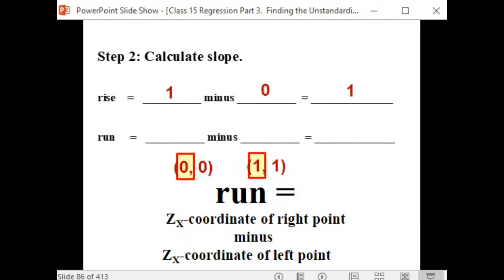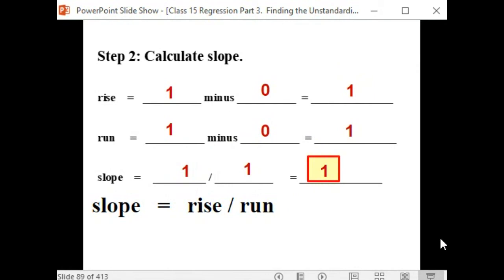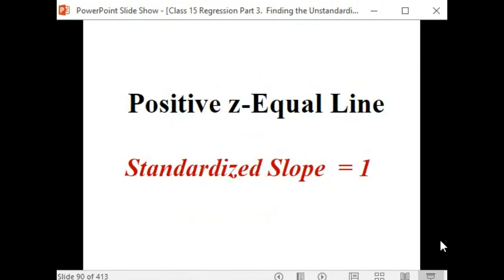Next, we'll use the x-coordinates to get the run. And the run is also 1 minus 0, which equals 1. And finally, we get the slope by dividing the rise by the run. 1 divided by 1 equals 1. And that's our answer. The standardized slope of the positive z equal line is 1.